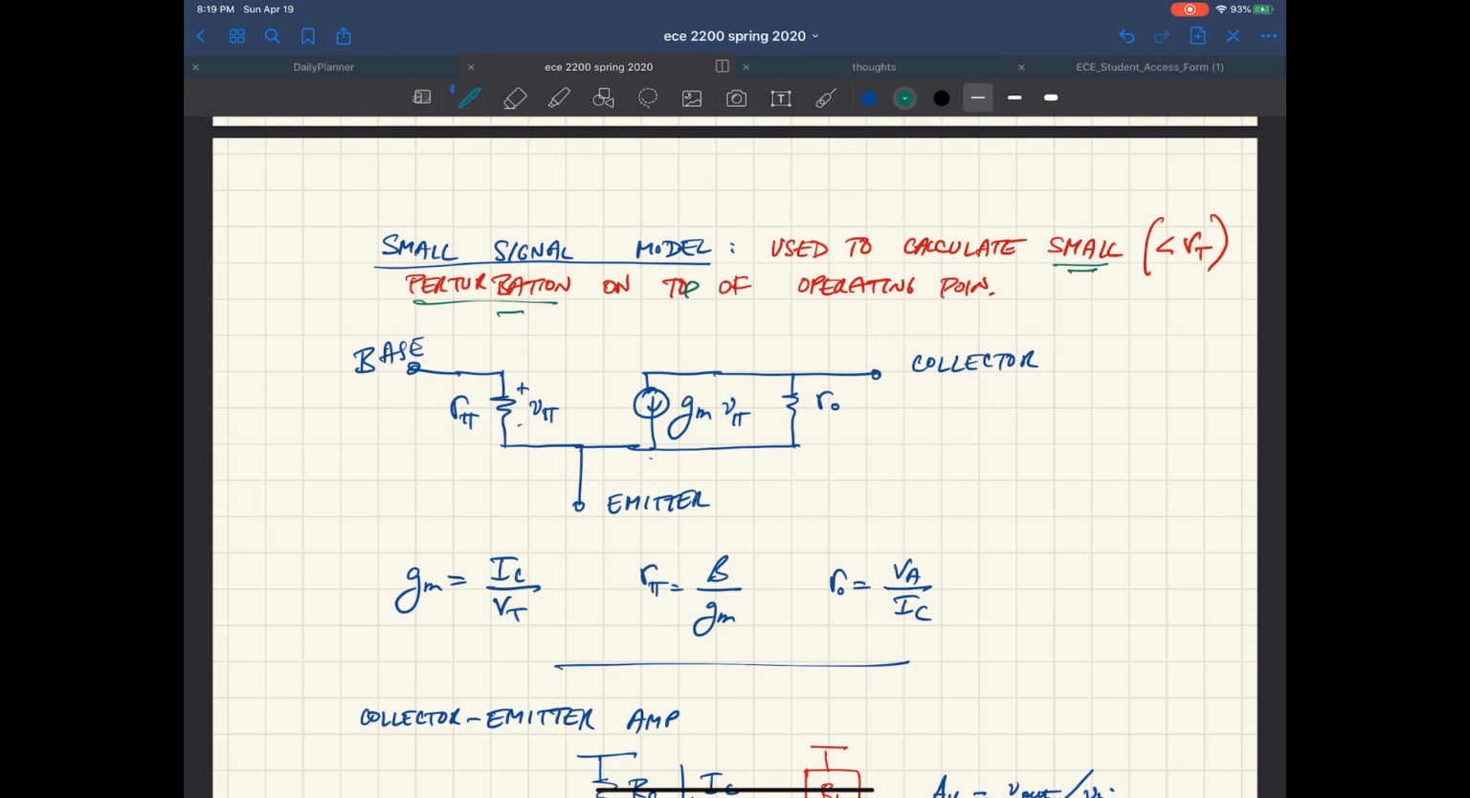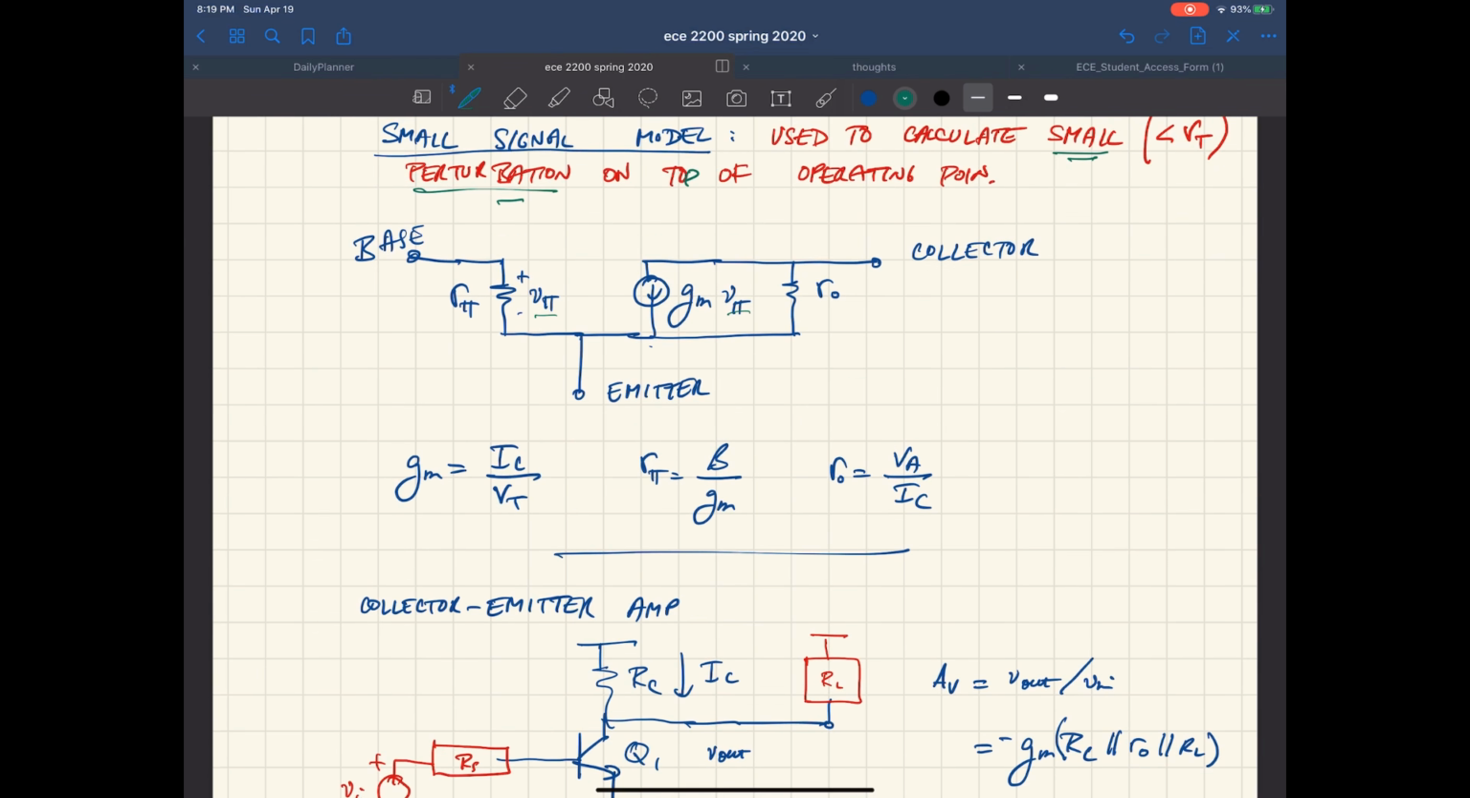We have the base, with an input resistance R sub pi. It has a voltage V sub pi across it. At the emitter, we have the transconductance G sub M times V sub pi. And we have R naught, which is the output resistance, and then that's the collector. In the small signal model, the GM, the transconductance, is the collector current divided by V sub T.